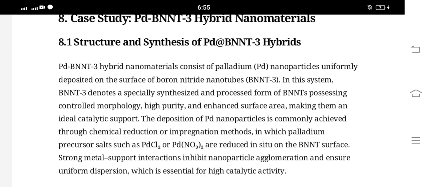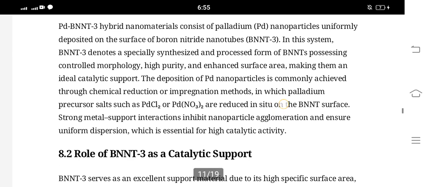Palladium boron nitride nanotube hybrid nanomaterial consists of palladium nanoparticles uniformly deposited on the surface of boron nitride nanotubes. In this system, boron nitride nanotube refers to a specifically synthesized boron nitride nanotube material with controlled morphology, high purity, and enhanced surface area, making it an excellent support for metal nanoparticles.